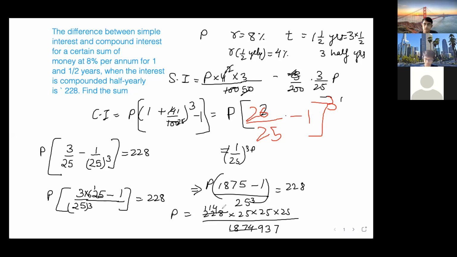4685. And what is 25 ka cube? Anyone has calculated 25 ka cube? 15625. Okay. Into 114, and then divided by 4, and then divided by 937. Then how much are you getting?